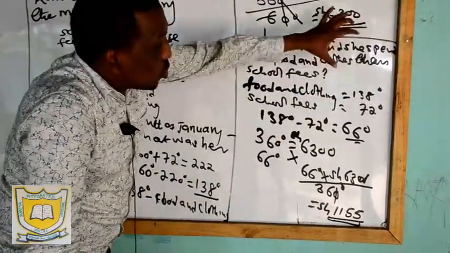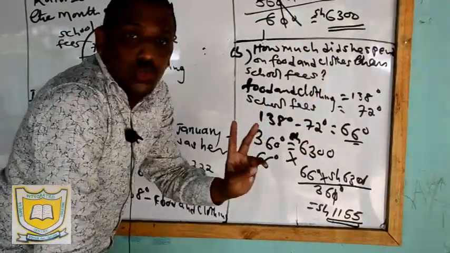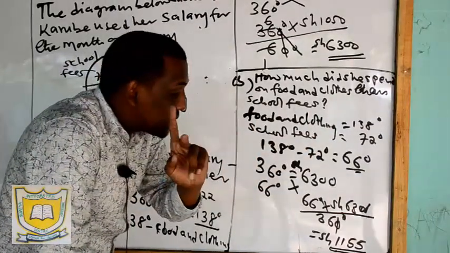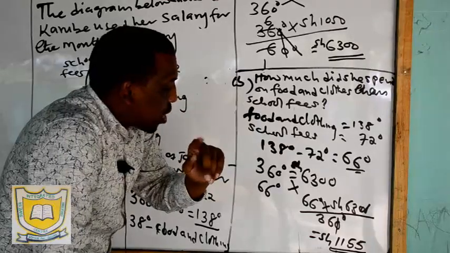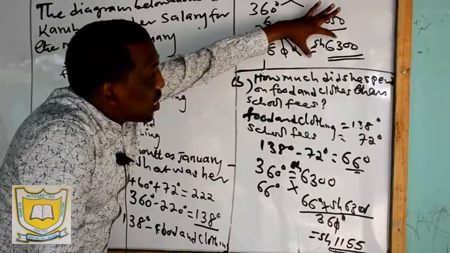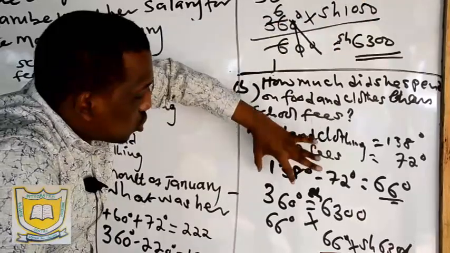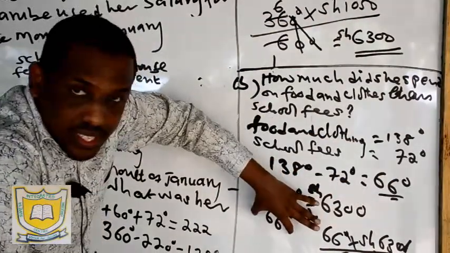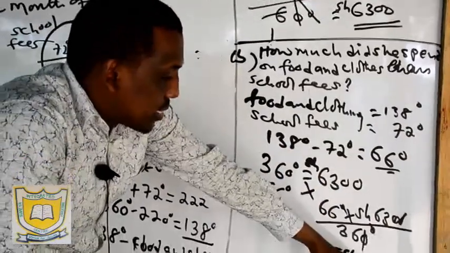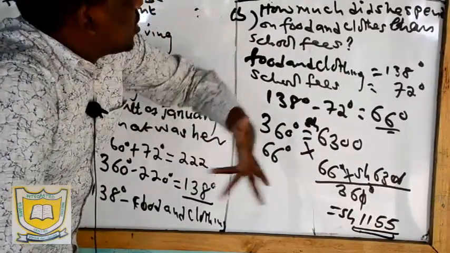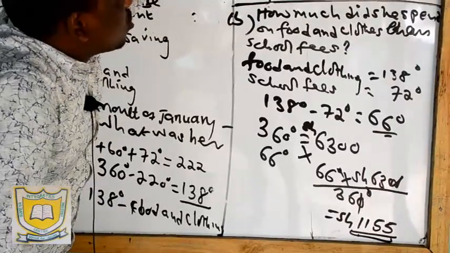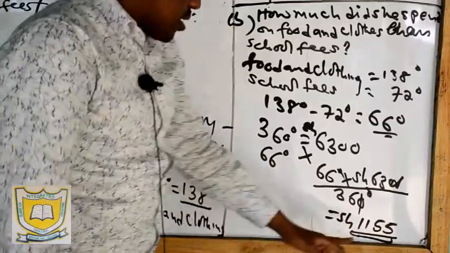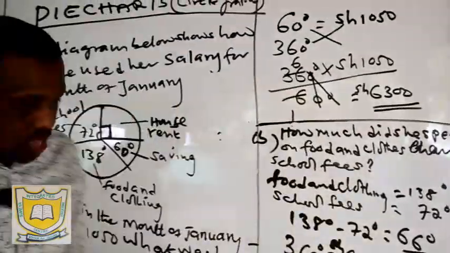I said whenever you are told how much more than the other one, you get the two degrees, then you subtract the two degrees. After subtracting, you say, if the total degree 360 is equal to the total salary, what about 66 degrees? Cross multiply, and you will get shillings 1,155. Or you can say savings was 60 degrees equal to 1,050, what about 66 degrees? You can also do that. So the answer is 1,155.